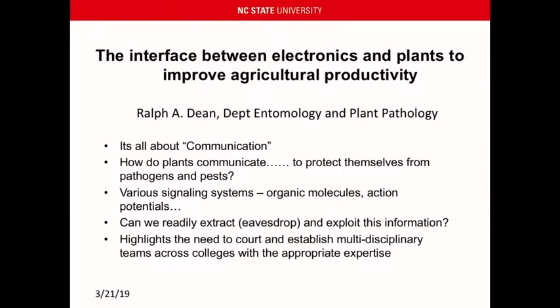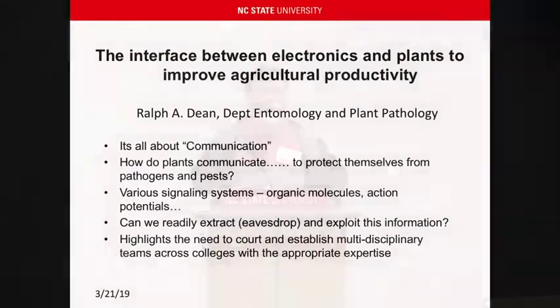So what I'm going to be talking about in general is electronics, the use of electronics, and plants. But I'm going to digress a little bit to begin with, because basically it's all about communication, not just in terms of what I'm interested in, but what we're all interested in: how do we establish new partnerships? It's through different types of interactions and how we figure out how to facilitate these interactions to make things work. We can't always jump in at the deep end, so to speak.